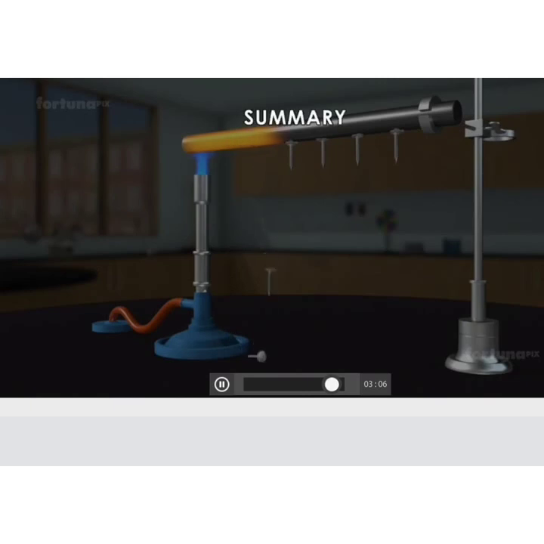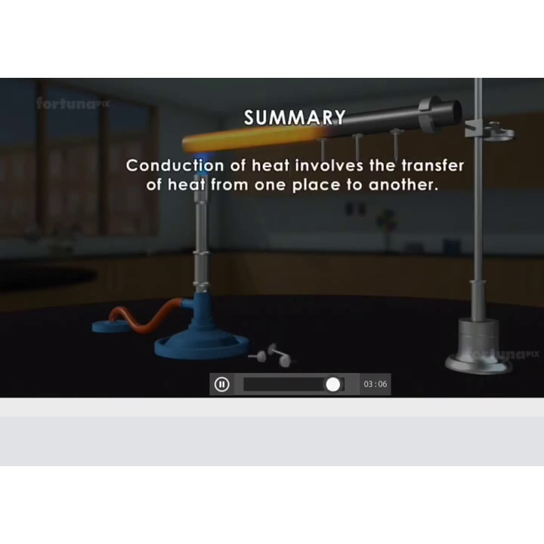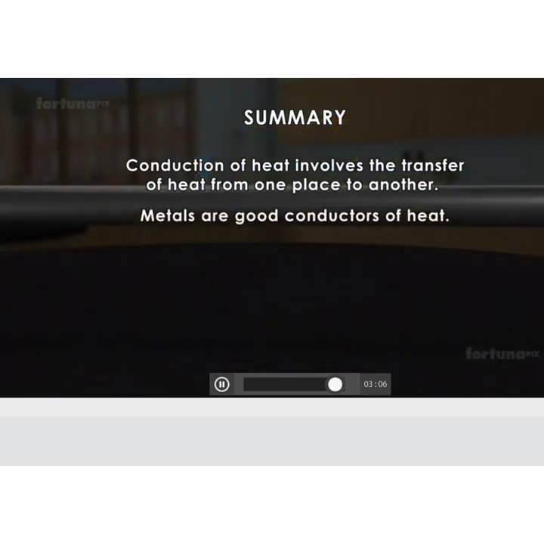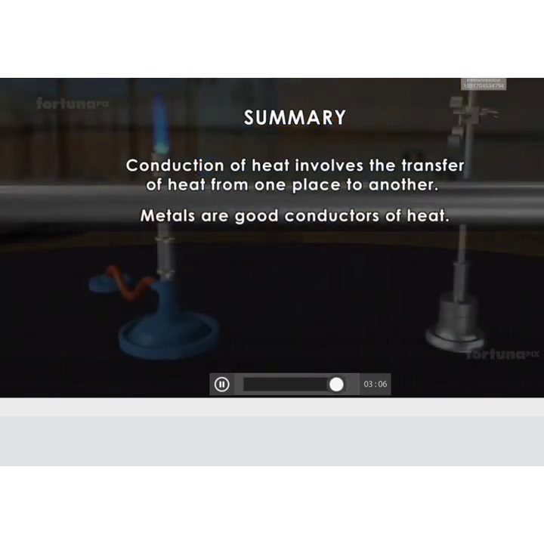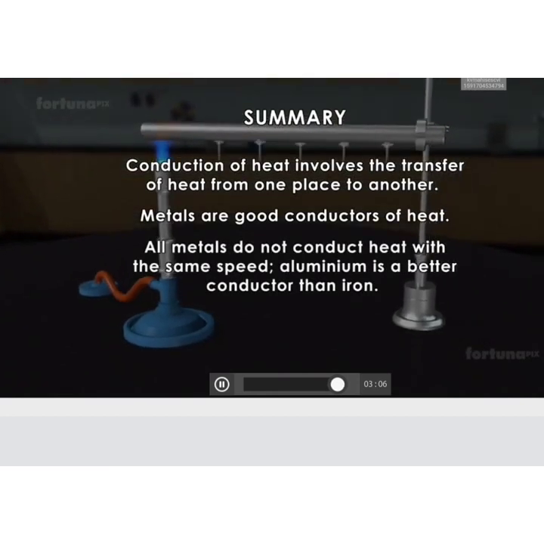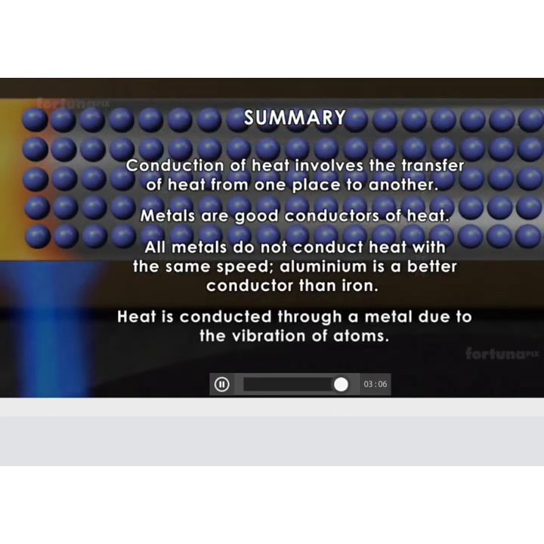Summary: conduction of heat involves the transfer of heat from one place to another. Metals are good conductors of heat. All metals do not conduct heat with the same speed. Aluminium is a better conductor than iron. Heat is conducted through a metal due to the vibration of atoms.